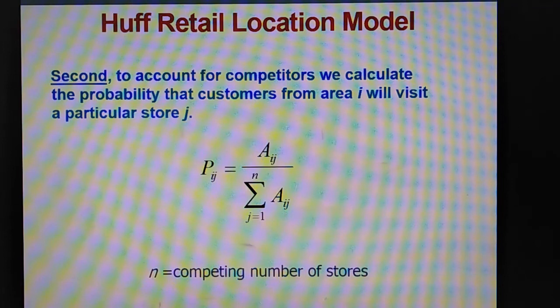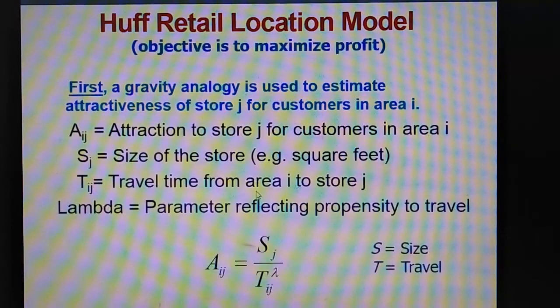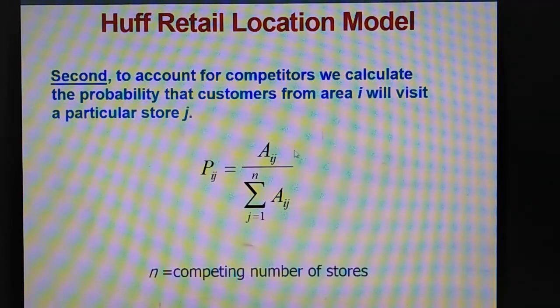The second rule of the Huff retail location model is basically to consider also your competitor. Previously, they proposed only to consider your own new supermarket, which is how attractive it is. The second model is to consider also the available competitors around your new supermarket J. For the second rule, it states that to account for competitors, we calculate the probability that customers from area I visit your proposed new store J.